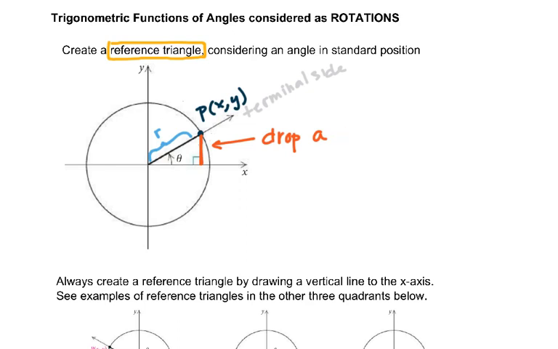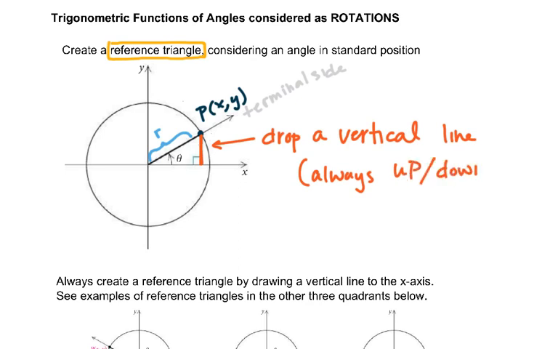So we're dropping a vertical line. It is always going to be up or down. So you are never going to draw a horizontal line. When you're creating a reference triangle, you're always going to be going up or down to the x-axis. Okay, so we're dropping a vertical line always up or down, and it's always going to the x-axis. We have to do it in the same way so that when we specify our rules, we can always use the rules because it will make sense within the way we have defined it.